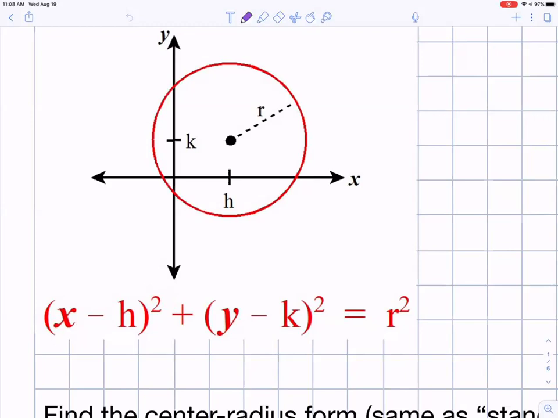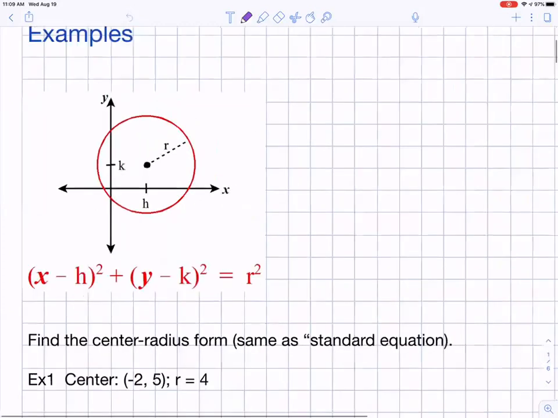All right, so notice there on my picture, what's the coordinate of the center of that circle? What's the coordinate of the center of that circle? (h, k), (h, k). Okay, and that's going to be the most important thing on this particular circle.